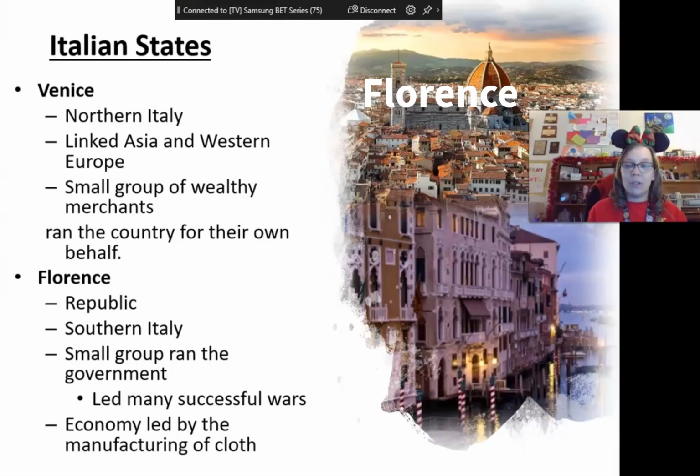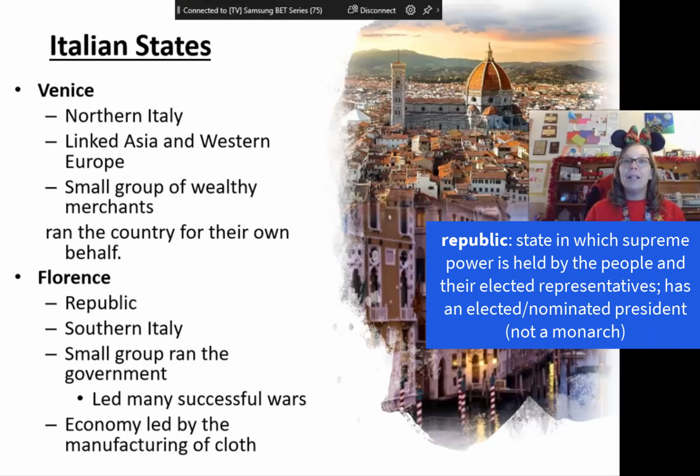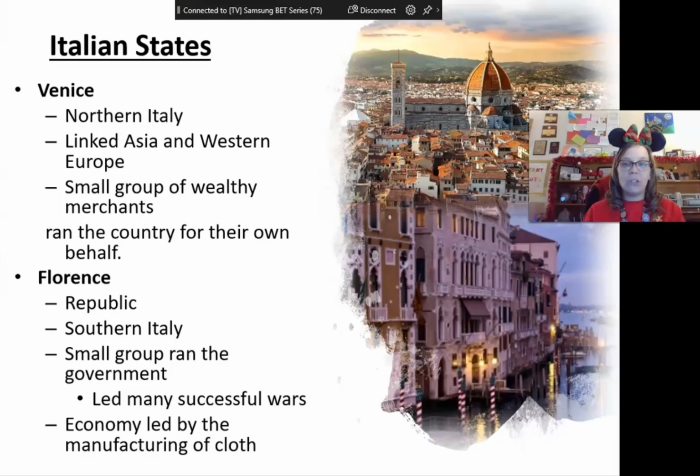Florence is also a major city-state in the Renaissance, and it is established as a republic. So if you remember, a republic is when you have leaders who are elected as representatives of the people, similar to what we have in the U.S. today. And it's located in southern Italy. So rather than having a family in charge or a small group of wealthy merchants, you have just a small group who are elected and run the government of this city-state. And particularly the Florentine leaders were very successful in war.